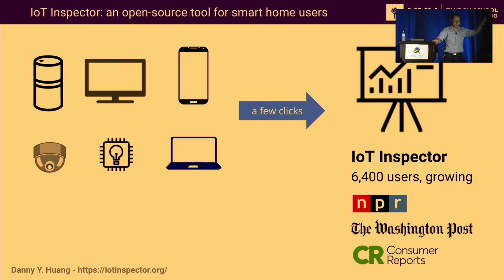In the past 3 years, we have had about 6,000 users installing and using IoT Inspector. That includes journalists from NPR and the Washington Post, who used this tool to find out more about smart TV privacy. That's the current state. We're also working with Consumer Reports right now to expand the scope beyond 6,400 people to potentially more smart home users from all around the world. So that's the current state of this project: turning smart home devices into graphs and visualizations for users.